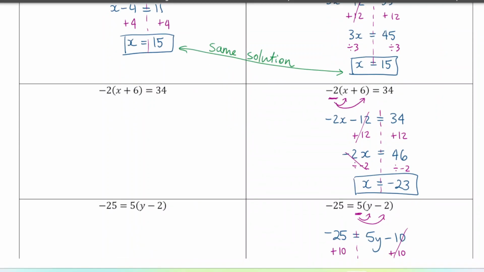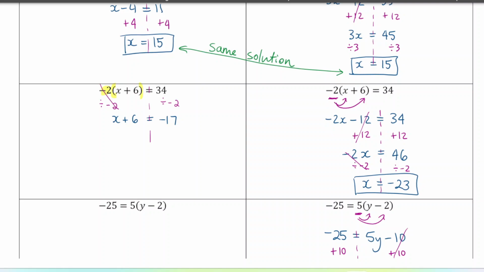We're going to solve by dividing first. So this -2 is being multiplied with the brackets there. So the opposite of multiplying is dividing. So we're going to divide by -2. That cancels the -2 out, and I'm just left with x plus 6. And on the right hand side, I'll have -17. 34 divided by -2 is -17.